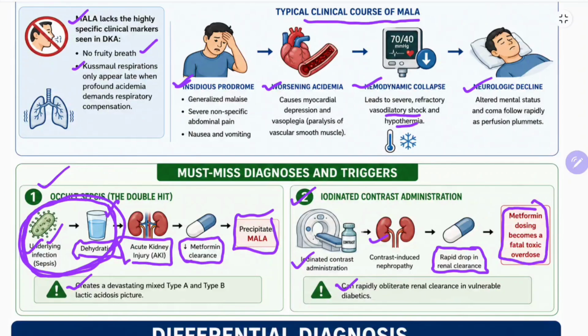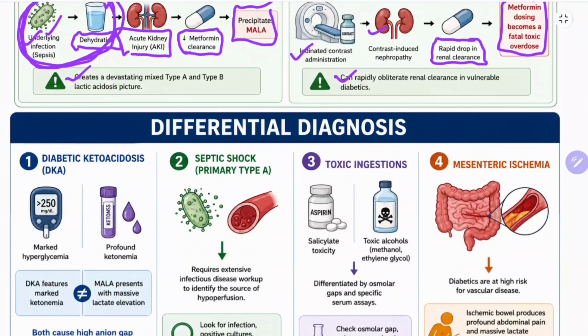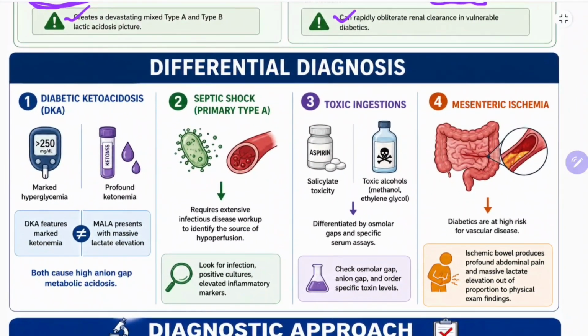What are the symptoms? There will be a prodrome first, then that will lead to acidosis, that will cause severe refractory vasodilatory shock and further neurological decline. So what are the differential diagnoses? The differential diagnosis is first diabetic ketoacidosis. In diabetic ketoacidosis, there will be marked hyperglycemia and profound ketonemia. Diabetic ketoacidosis features marked ketonemia.